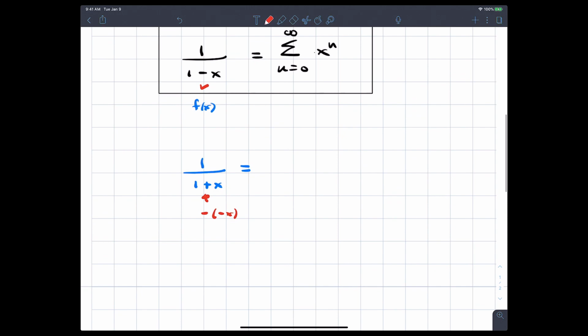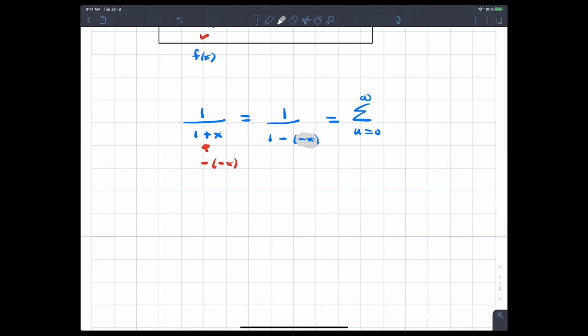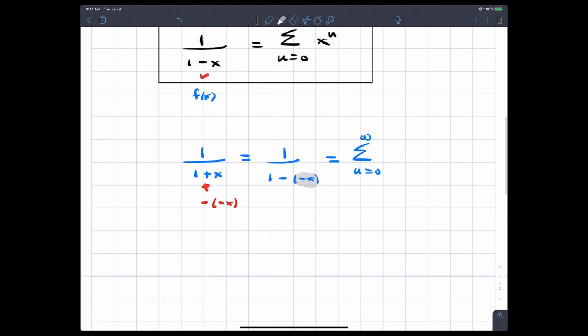And you might say, well, how do we use that? Well, I'm going to rewrite this as 1 over 1 minus negative x, and I'm going to replace this here. This is what's really happening. We replace the x here with that minus x. So this portion here is really minus x, because that portion is what we're talking about.